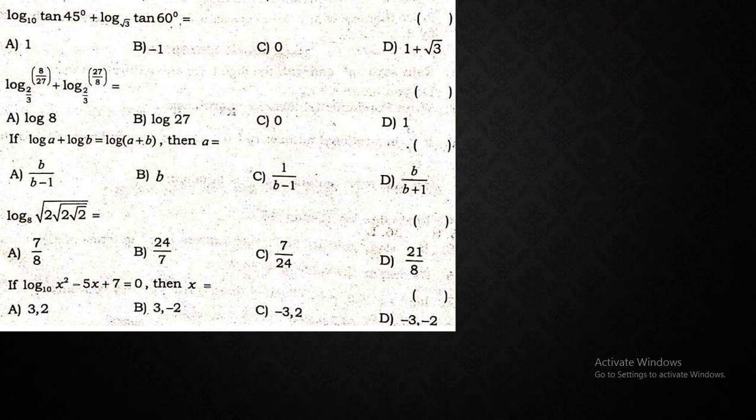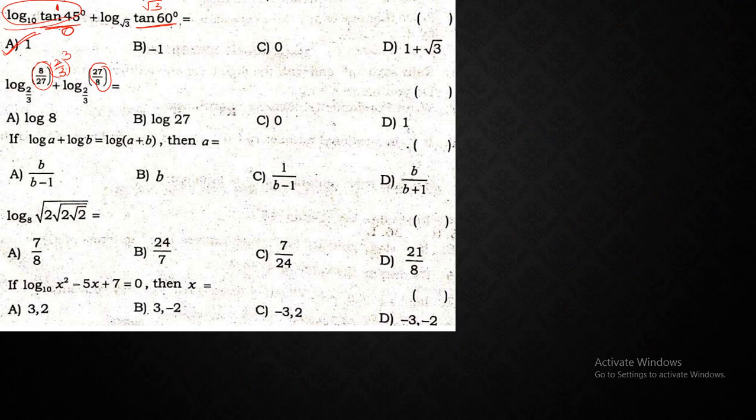Log of tan 45, so what is the value of tan 45? Tan 45 is 1, so log 1 value is 0. Next, tan 60 is root 3, so log a to the base a is 1, so 0 plus 1 is 1. Next, 8 by 27, how can I write it? 2 by 3 whole cube.